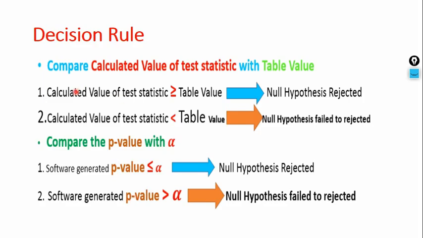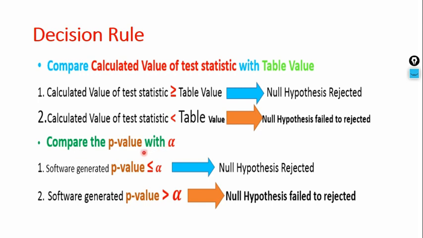Decision rule. I have discussed this decision rule in very much detail in my video on hypothesis testing. Compare the calculated value. If we perform this test manually, the t value we get is called the calculated value. I will compare the calculated value with the table value. If the calculated value is more than or equal to the table value, the decision is null hypothesis rejected. And second method, compare the p-value with alpha.